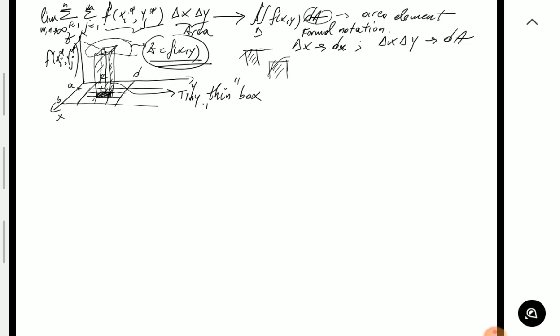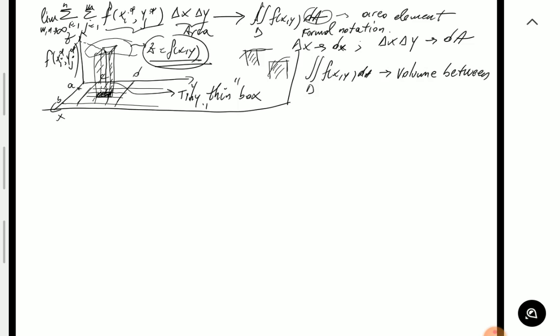So that means when everything is said and done, when you add all of these thin boxes, the default meaning of the double integral will be the volume between the graph of the function and the domain D. Again, two situations: positive if above D, the domain, and negative if below D.